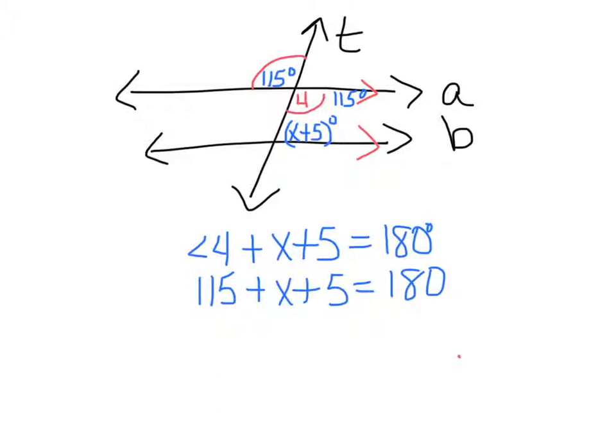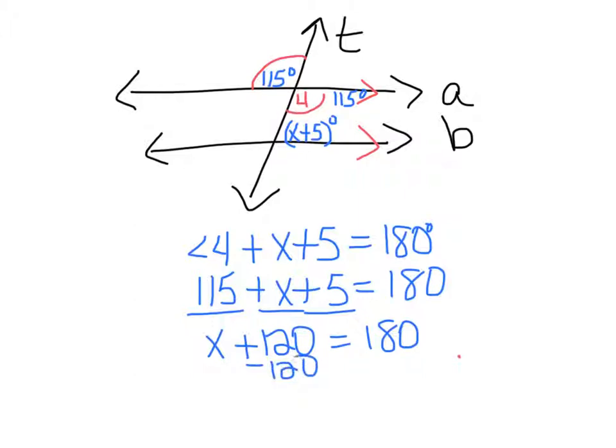Now we'll combine like terms. x doesn't have anything to go with it, so that's x. 115 plus 5 is 120. That equals 180. Now to solve for x, we will subtract 120 from both sides of our equation. And so that leaves us with x equals 60.